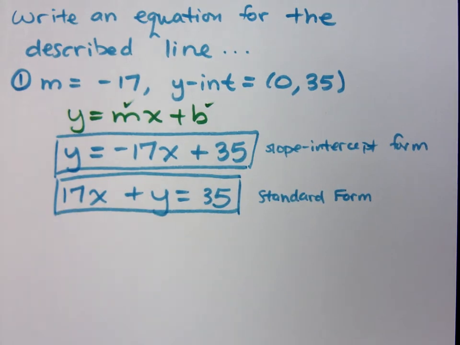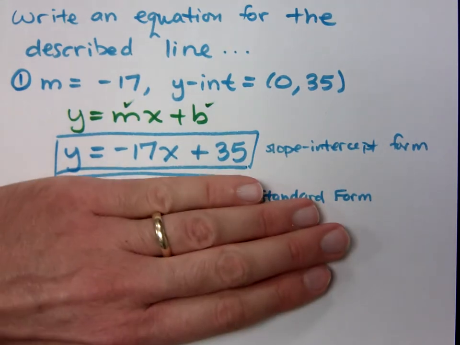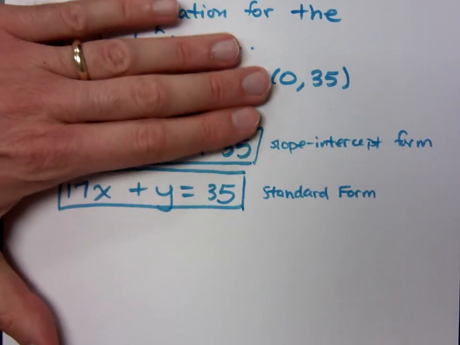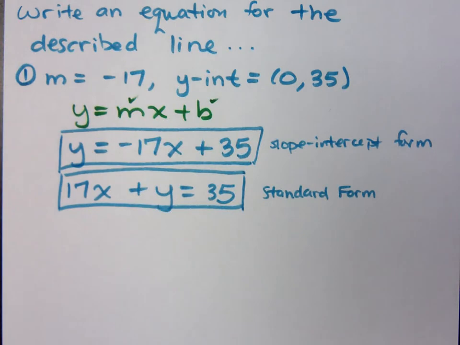But on a test or a quiz, I'm just going to say this: write it in slope-intercept form, or write your answer in standard form. Because either way is perfectly fine.